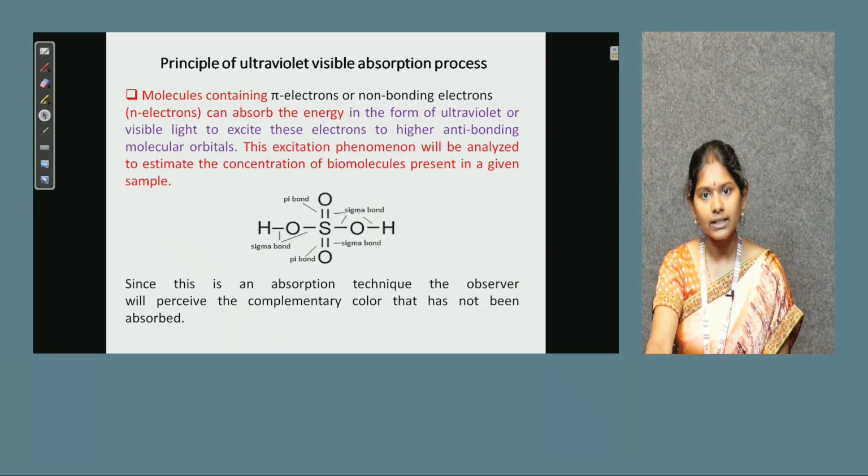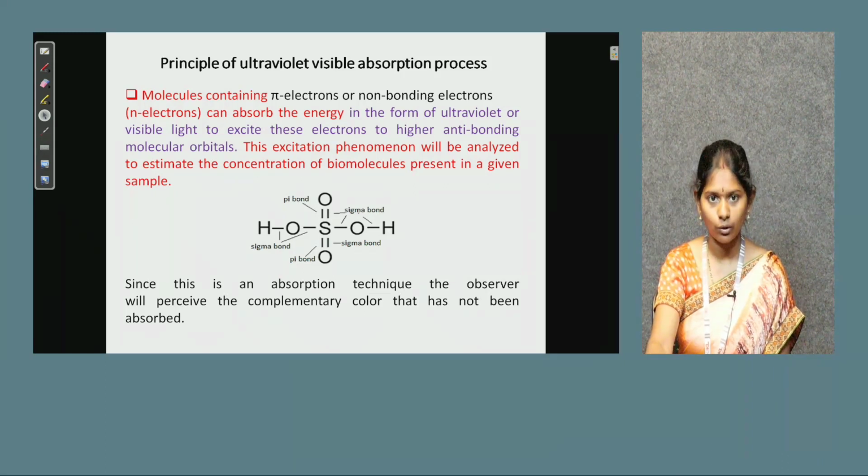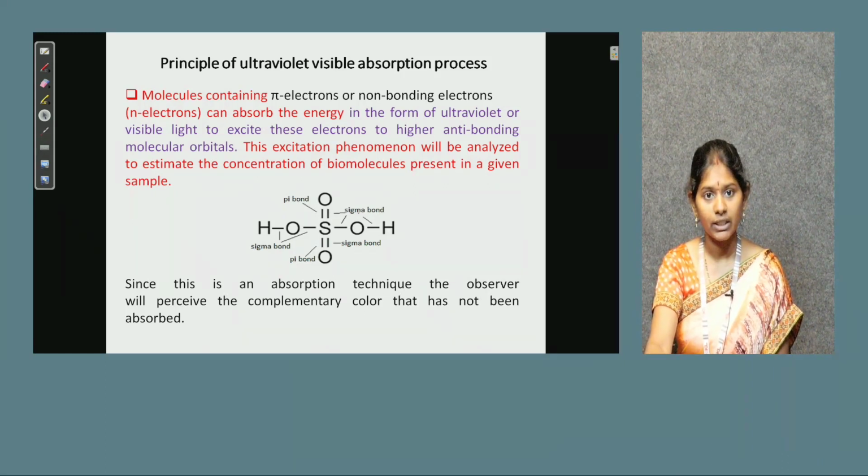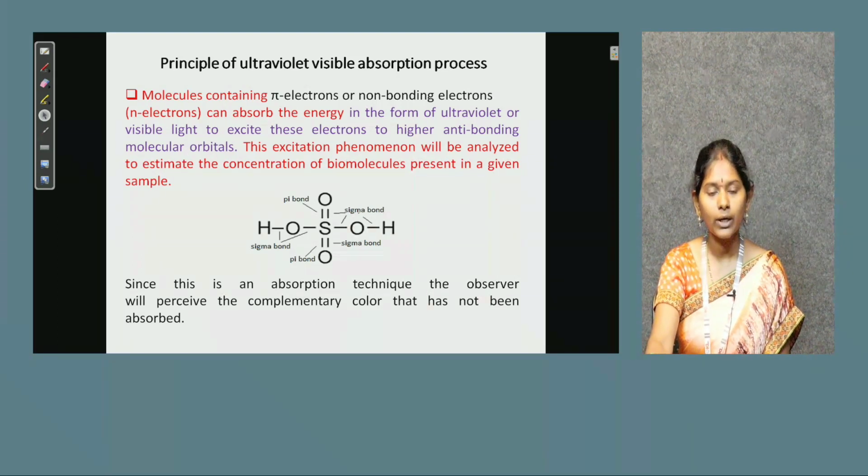When this higher state energy is released, they release some energy in the form of either heat or mechanical energy to get back to the ground state. During this excitation, the amount of light absorbed by these biomolecules can be utilized to calculate the concentration of these biomolecules in that particular solution. Since this is an absorption technique, the observer will perceive the complementary color that has not been absorbed.